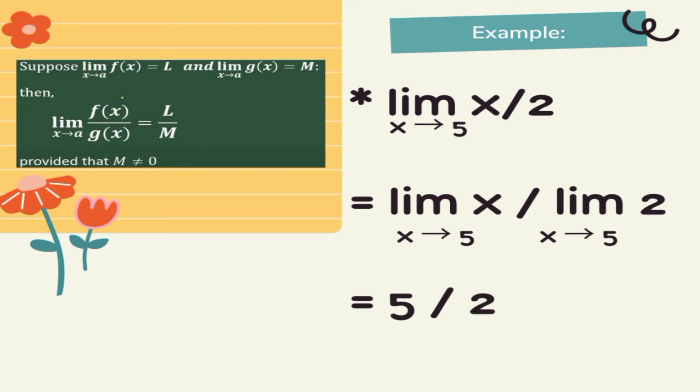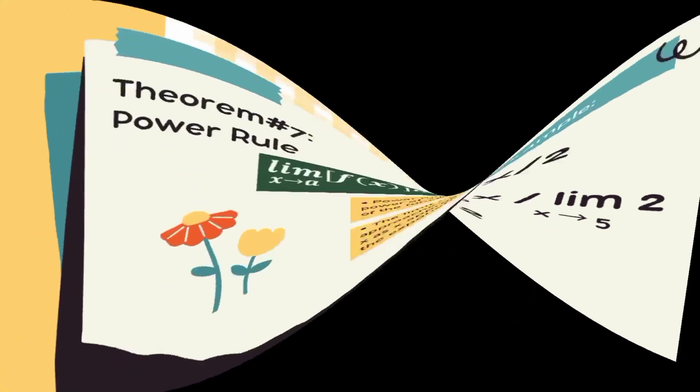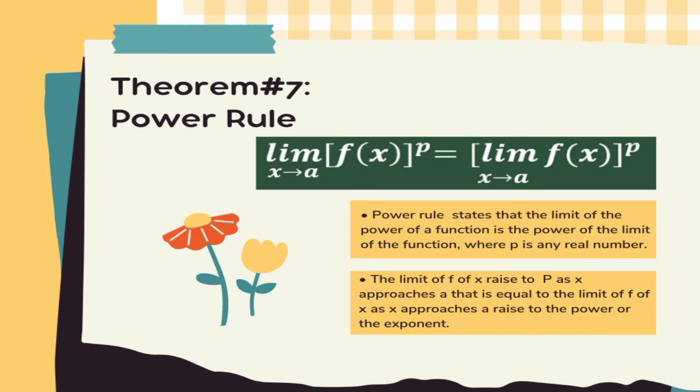So that is the quotient rule, theorem number 6. Now let's have theorem number 7, the power rule. The power rule states that the limit of the power of a function is the power of the limit of the function, where p is any real number. The limit of f of x raised to p as x approaches a is equal to the limit of f of x as x approaches a, raised to the power or the exponent. That's how we read this.